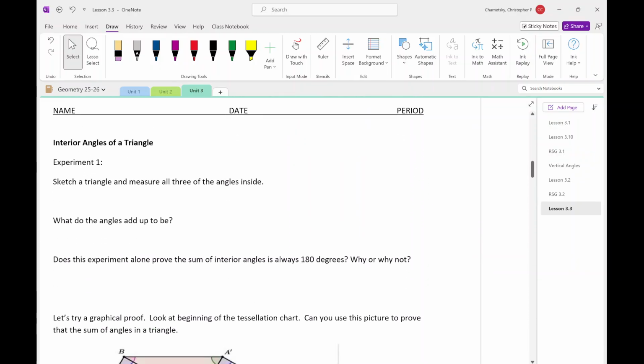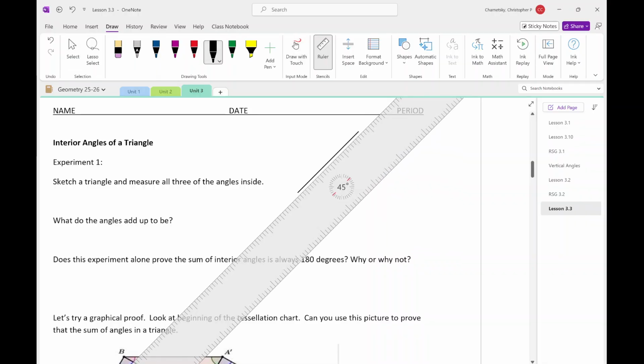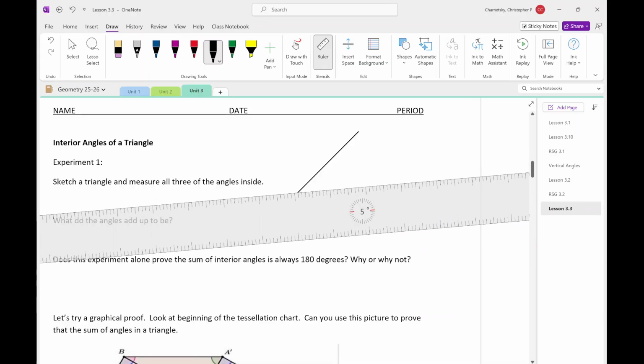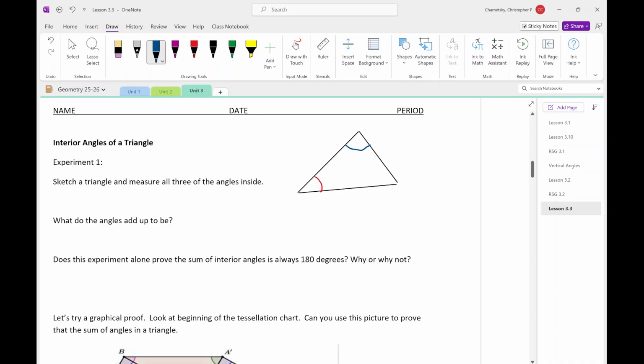Experiment 1 says to sketch a triangle and measure all 3 angles inside. We could sketch any triangle here, using a straight edge, and we could measure all 3 angles using a protractor. We'd measure this angle, this angle, and this angle, and see what those measurements are. So that's one thing that we could do.